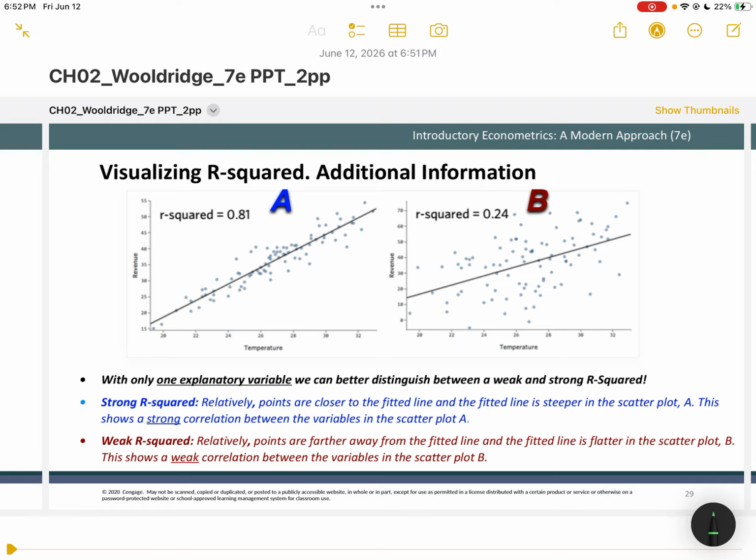Visually, what is a big R squared and what is a small R squared? Visually, a big R squared will be your panel A. If you notice, the fitted line is steeper and the data points cluster more closely around the line. We went over this in class. And a small R squared will be panel B, right here. The fitted line will look flatter relatively, and the data points will not cluster closely around the line anymore.